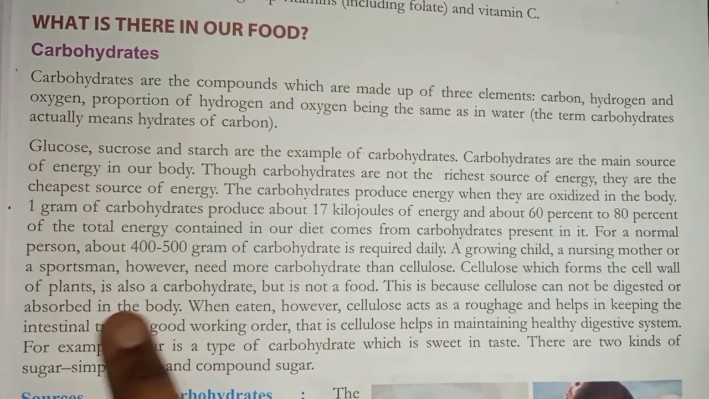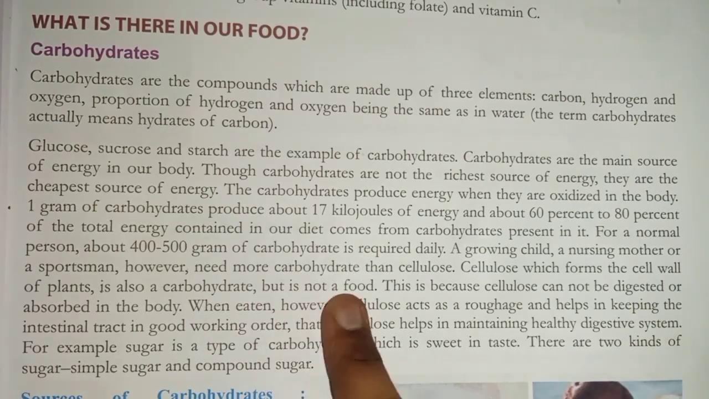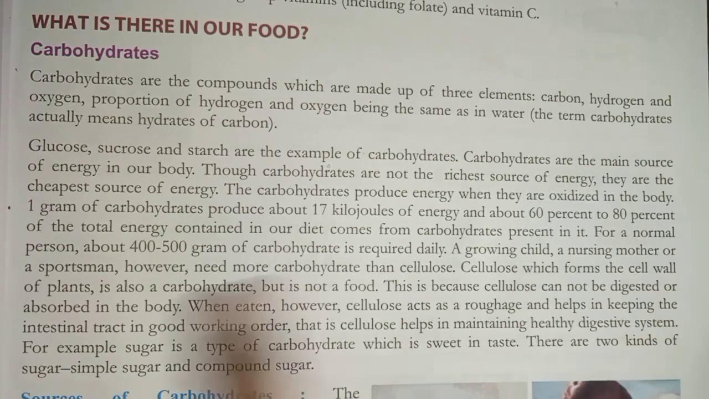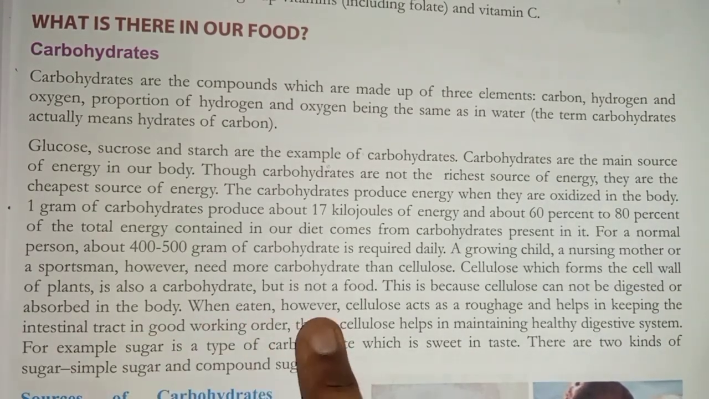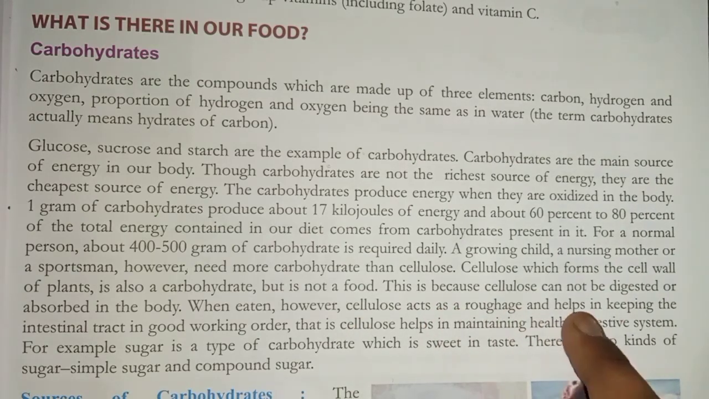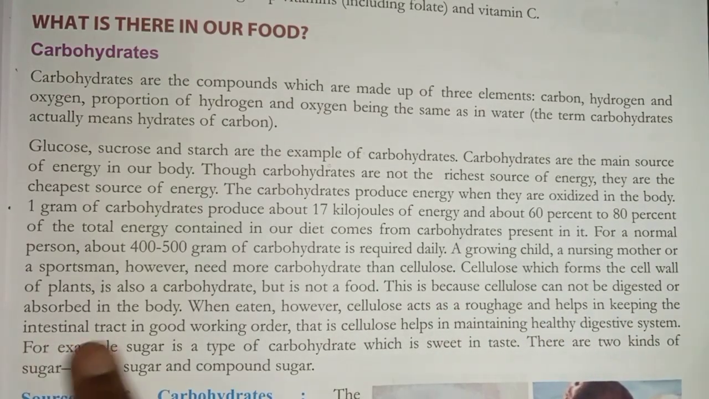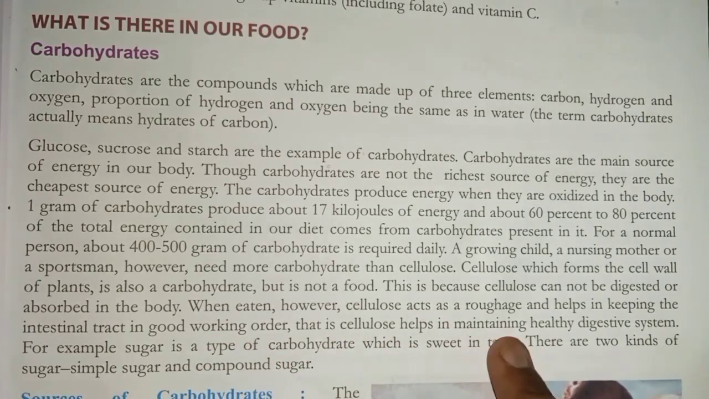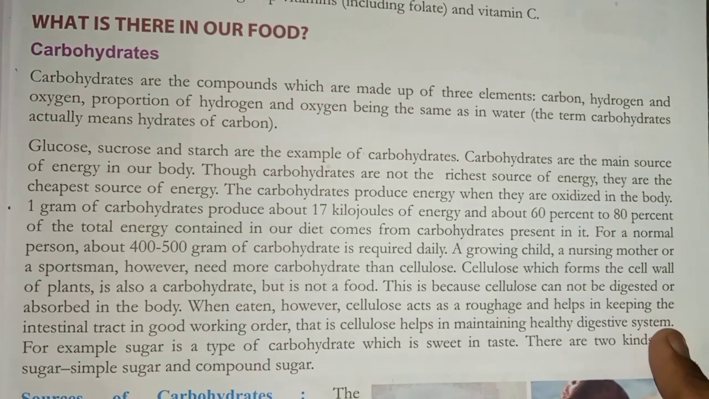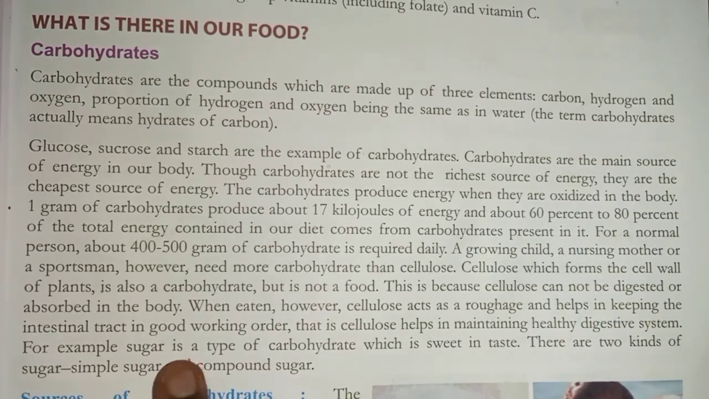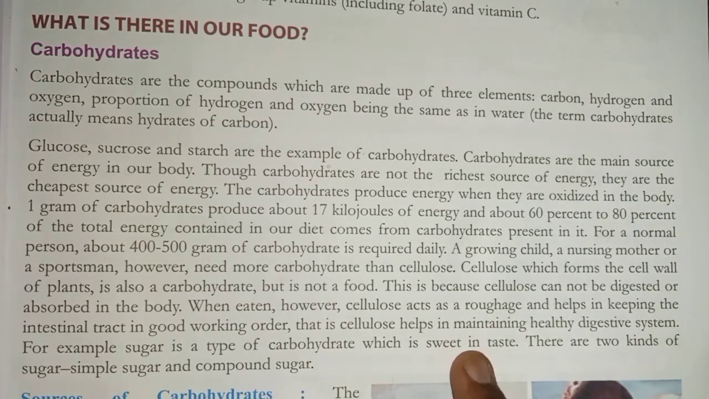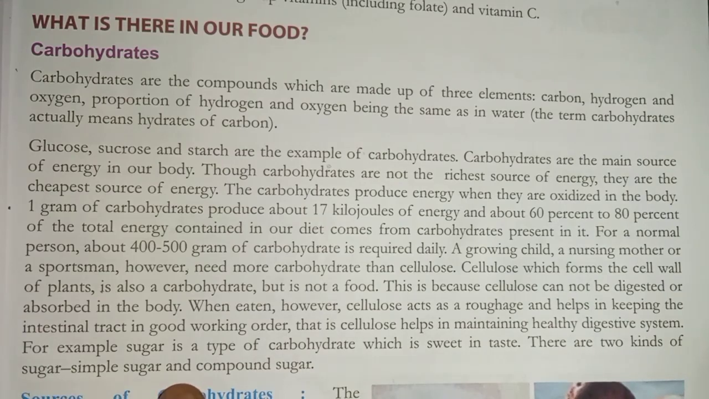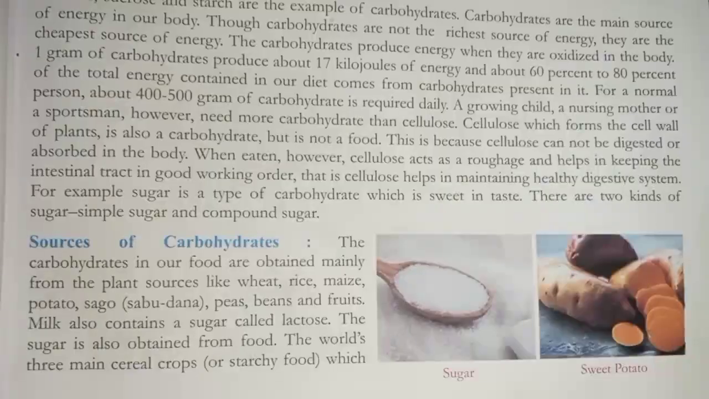Cellulose, which forms the cell wall of plants, is also a carbohydrate, but is not a food. This is because cellulose cannot be digested or absorbed in the body. When eaten, however, cellulose acts as roughage and helps in keeping the intestinal tract in good working order. That is, cellulose helps in maintaining a healthy digestive system. For example, sugar is a type of carbohydrate which is sweet in taste. There are two kinds of sugar: simple sugar and compound sugar.